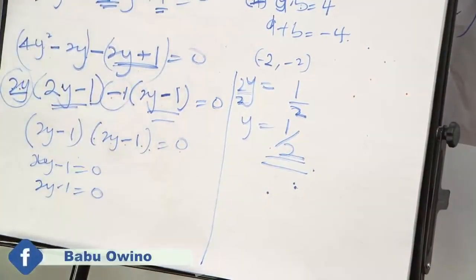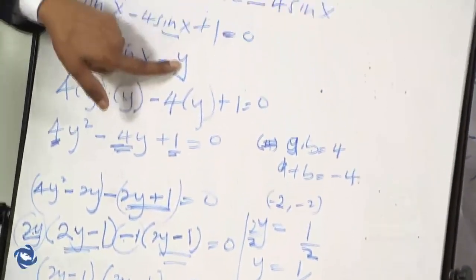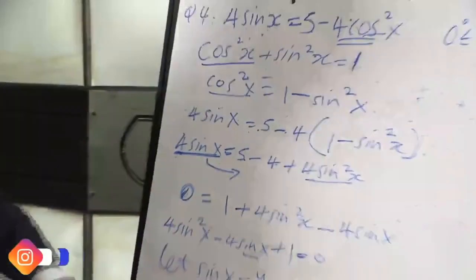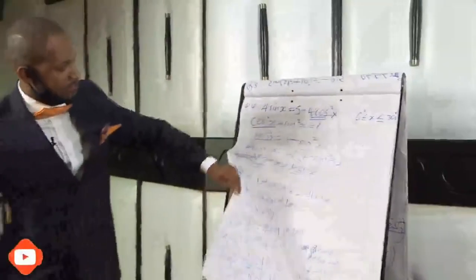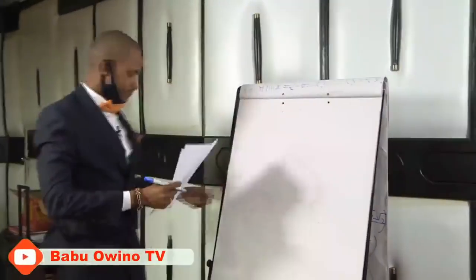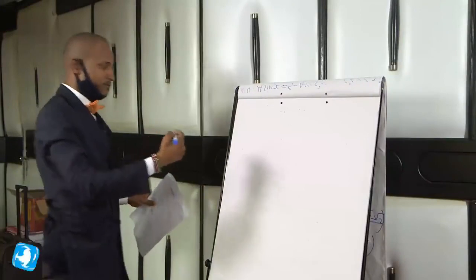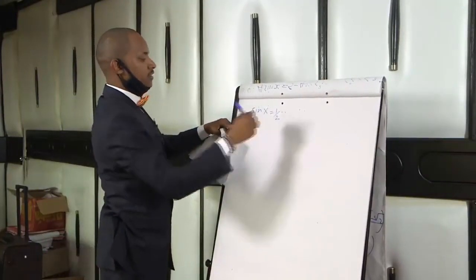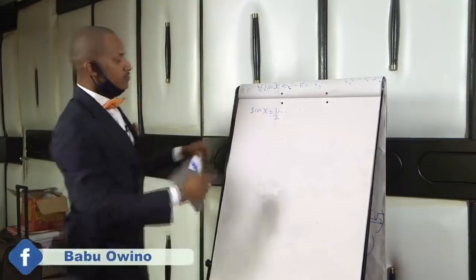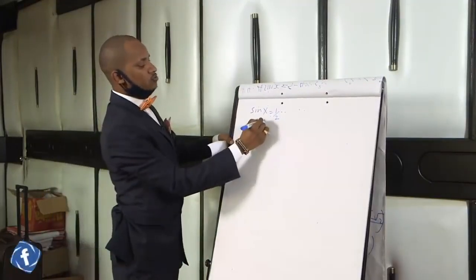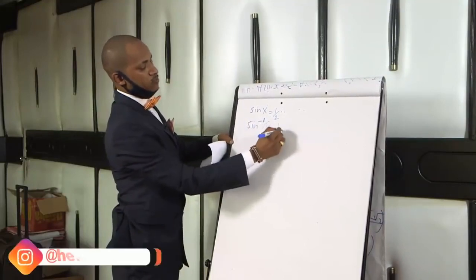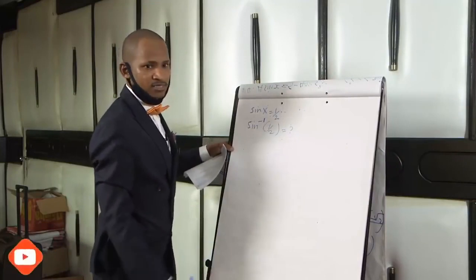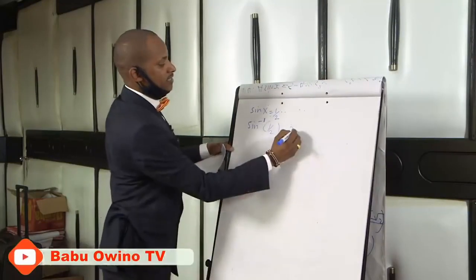Remember, we said sin x is equal to y. Therefore, at sin x, you replace it with a half. So you write sin x equals a half. We look for an angle whose sine equals a half. Which angle is that? From the mathematical book or from the calculator, that angle is 30 degrees.